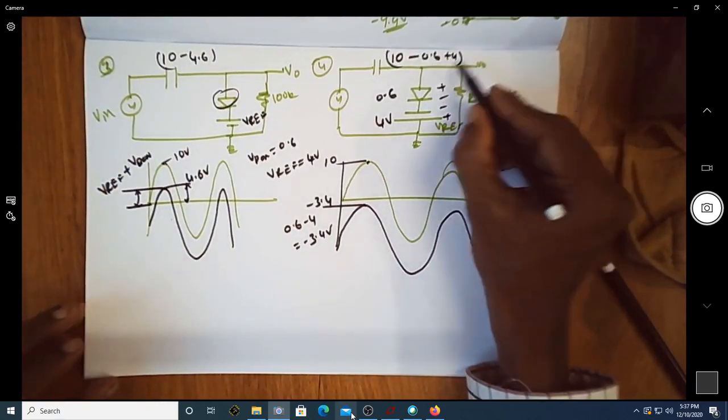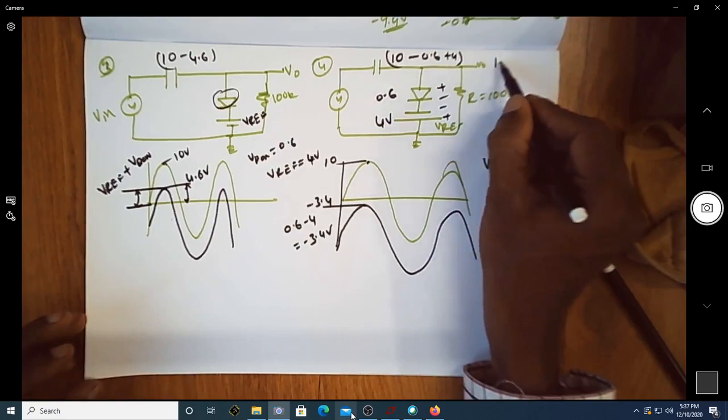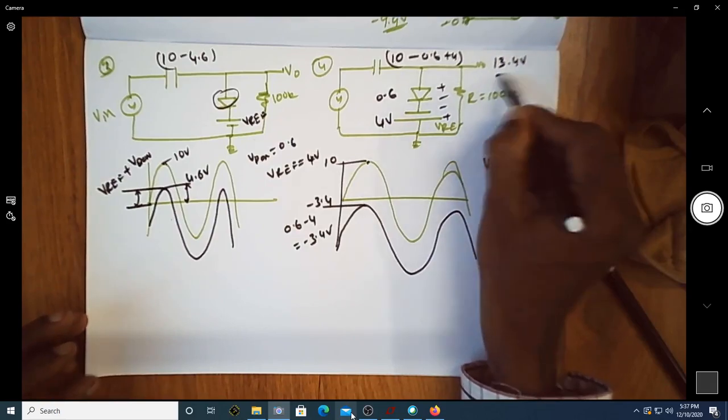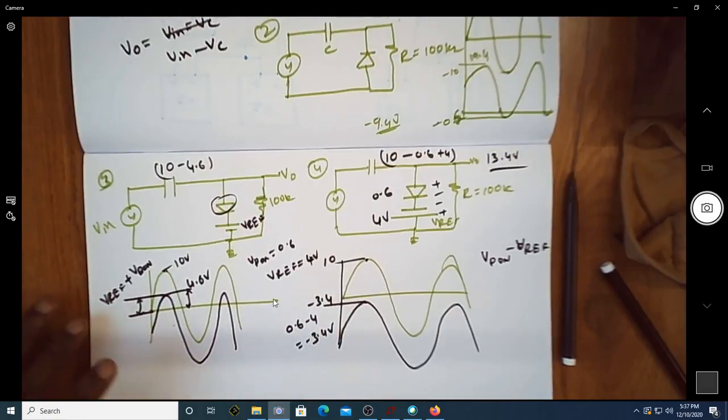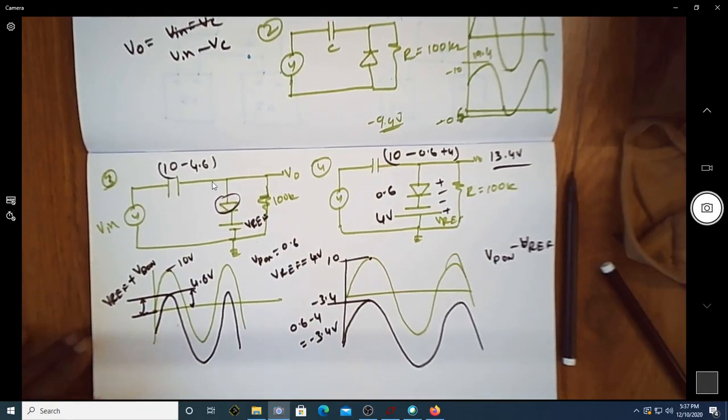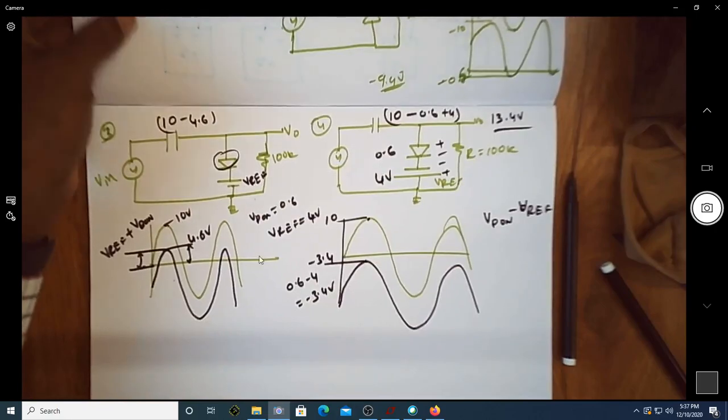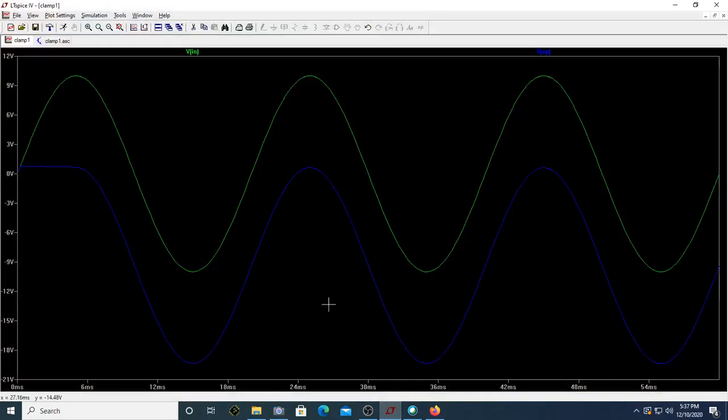Okay, if we can find this, it will be how much? It is 13.4 volt. 13.4 will be the voltage. Okay, let me just go there and then try to find out how much. Let us do the simulation.